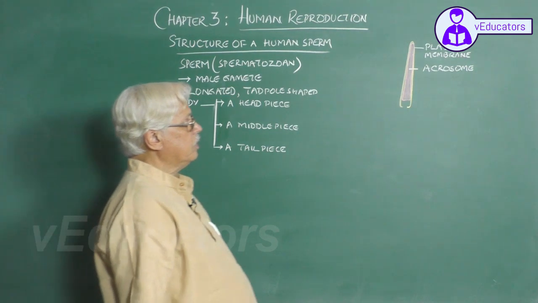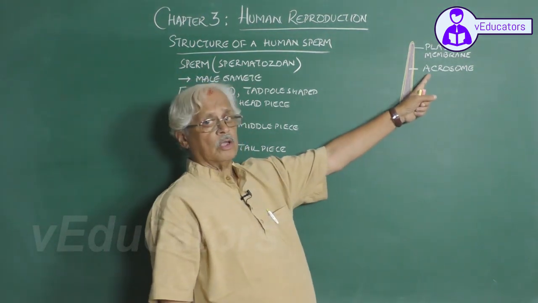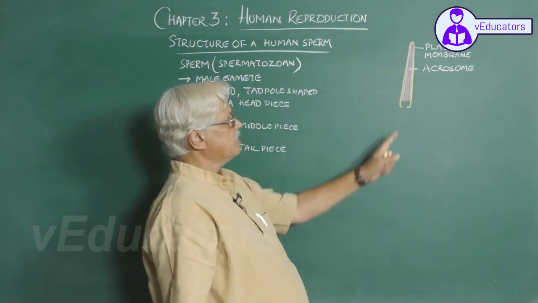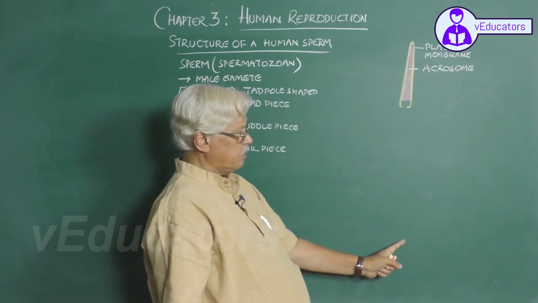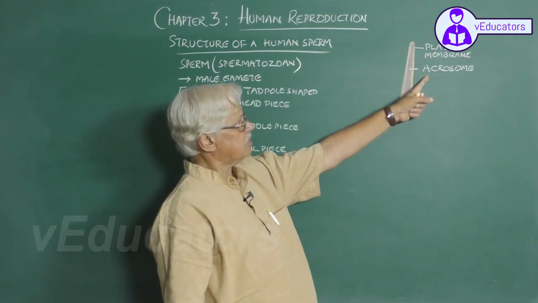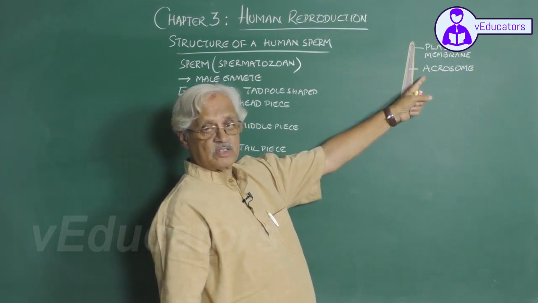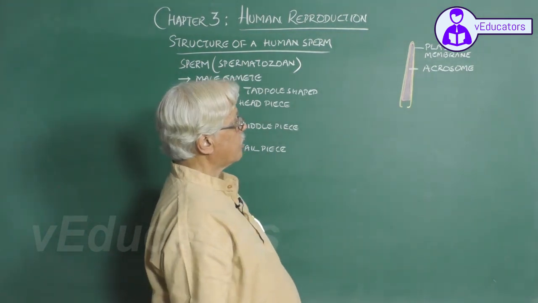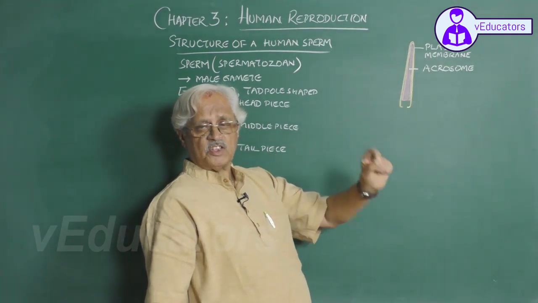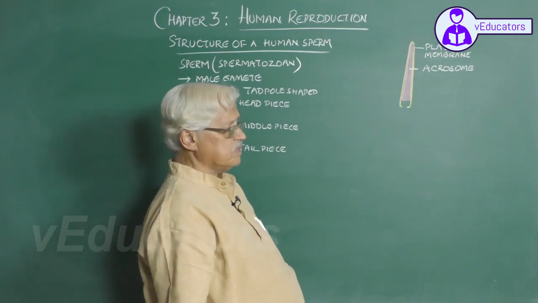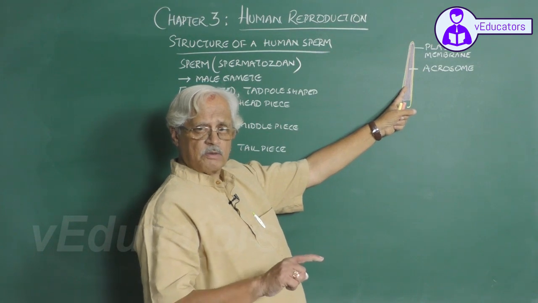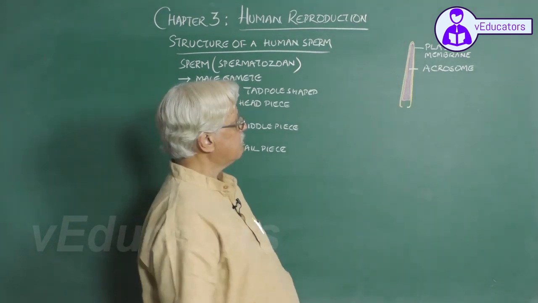This acrosome is a modification of the Golgi complex. Remember, Golgi complex is one of the organelles in the cell. During spermatogenesis, when the spermatid becomes the sperm, many changes take place. One such change is the transformation of Golgi complex into acrosome. Acrosome produces specific secretions containing specific enzymes which help the sperm dissolve the egg membrane at the time of fertilization.